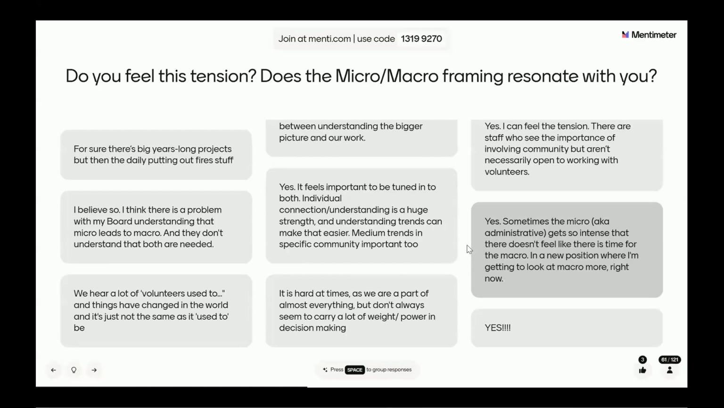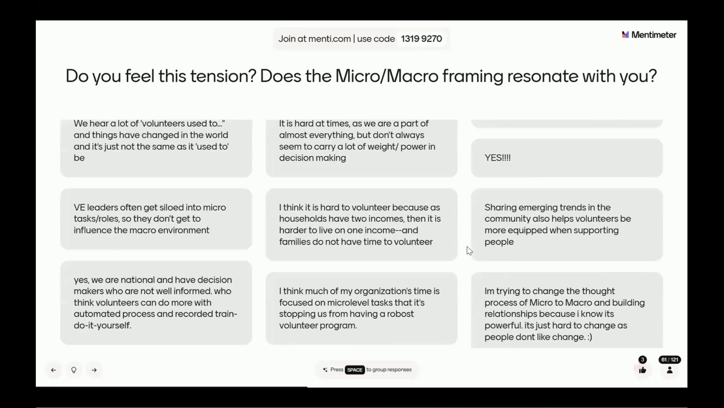Something I've heard from colleagues so often is yes, sometimes the micro, aka administrative, gets so intense that there doesn't feel like there is time for the macro, right? And I think that's part of the advocating that we need to do for ourselves. But also it's how we need to manage our time, right?